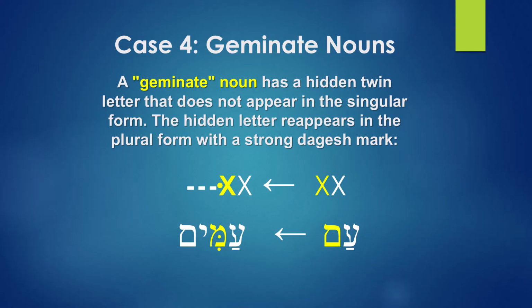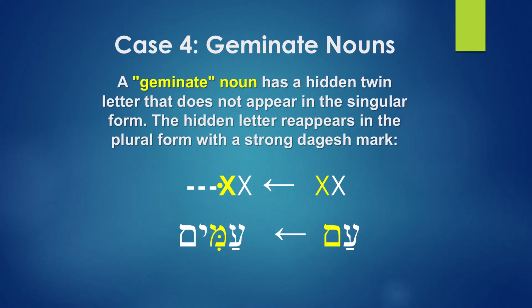Now, how do they form their plural? Here's the most important thing. When a noun has two consonants in the singular, geminate nouns, when they form their plural, you're going to add a dagesh forte in the second consonant. You're going to normally add the plural endings, but the second consonant is going to take a dagesh forte. These are geminate nouns. Let's look at the example.